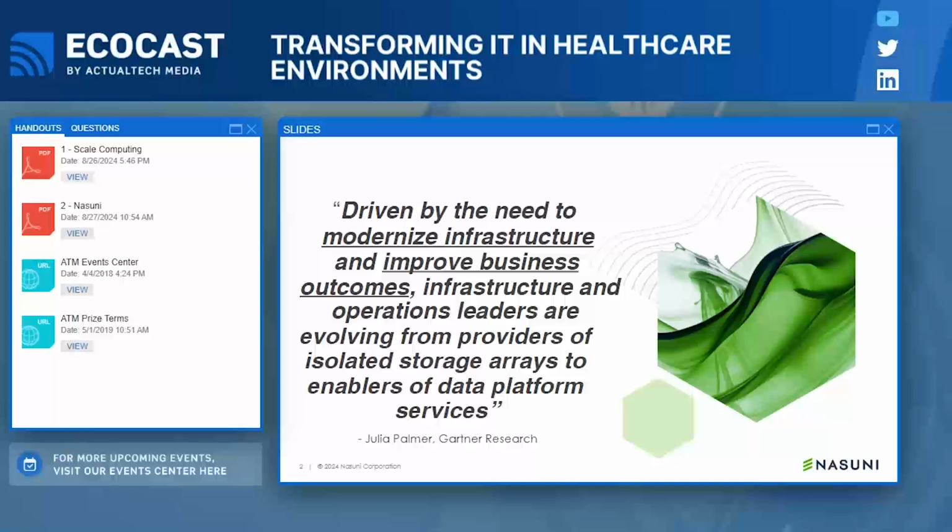This is a quote from Julia Palmer at Gartner Research. It's a little long for a slide, but the key element here is that we're moving from being providers of isolated storage arrays to enablers of data and becoming more data-centric by delivering data platform services. And that requires something that we call the hybrid cloud and hybrid cloud storage. Now, typically when you think of storage, it's a little less than exciting, let's just say, right? It's like, okay, we throw all our files there and we keep them for 10 years because of compliance reasons or whatever.